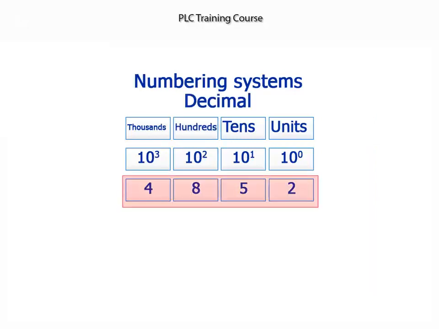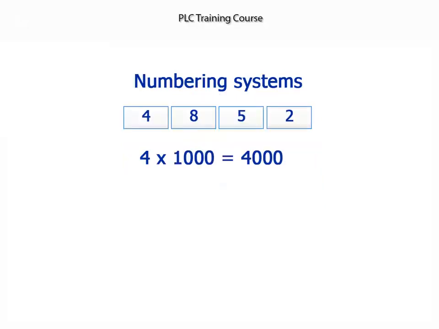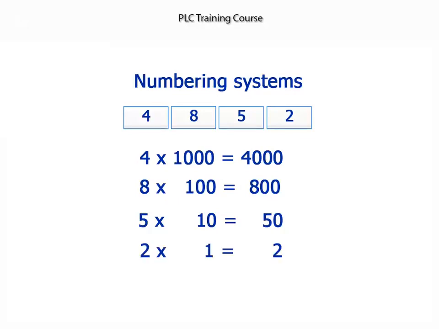Consider the number 4,852. It consists of 4 thousands plus 8 hundreds plus 5 tens plus 2 ones, giving us 4,852. The subscript 10 indicates that this is the base 10 numbering system.